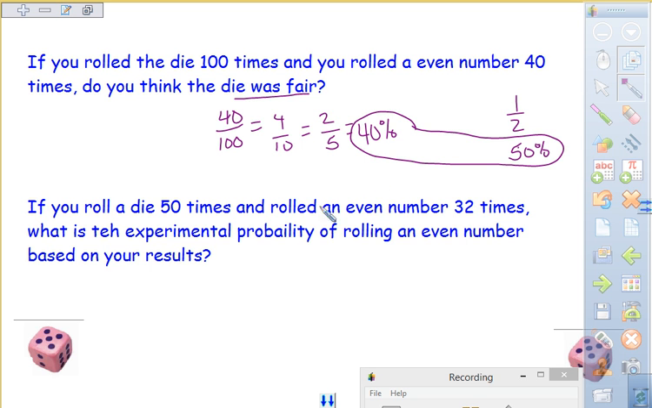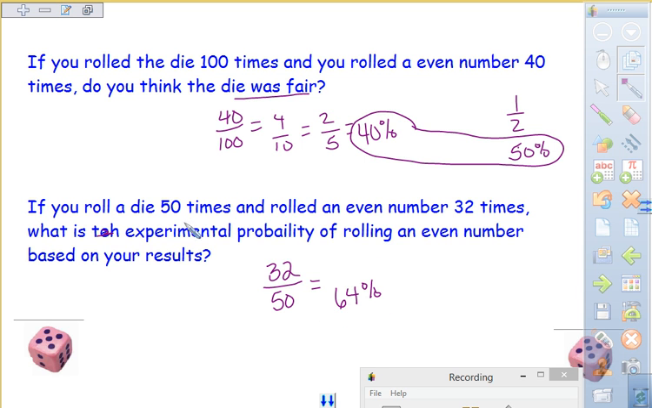If you roll a die 50 times and rolled an even number 32 times, what is the experimental probability of rolling an even number based on your results? So this is just straight up experimental probability. Favorable outcomes would be 32 evens, total outcomes would be 50. If we turn this into a percent, we get about 64% of the time getting even.